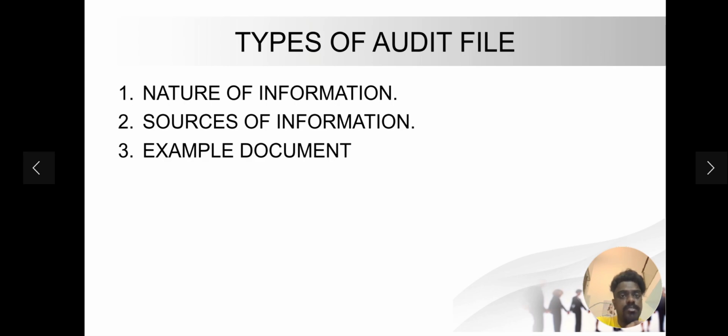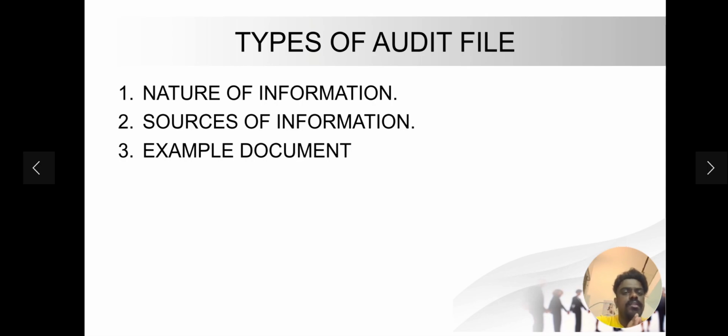For the second one, sources of information, in permanent file they will record client's company details, and in current file they will record client's company, third party, and legal authorities details. So the third type of audit file is example document.